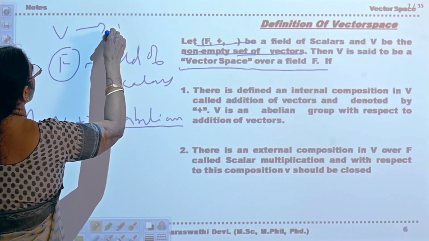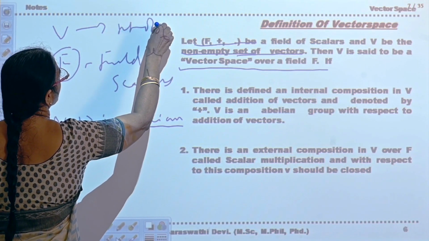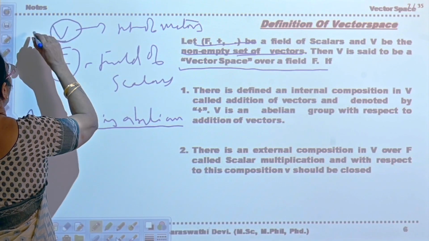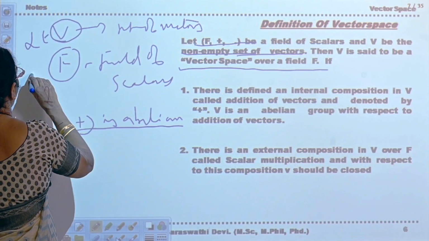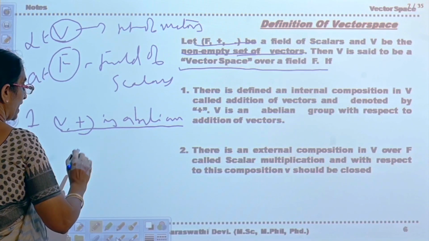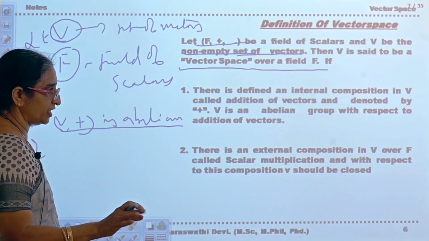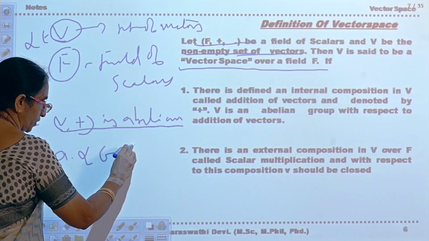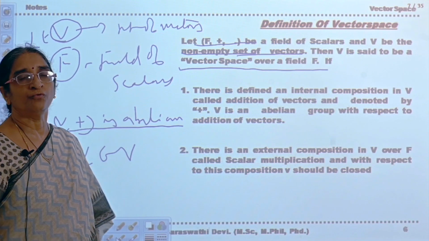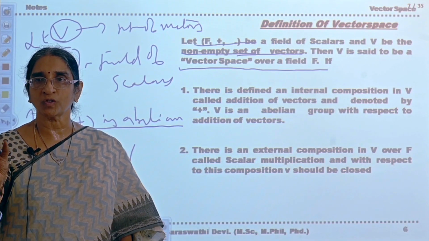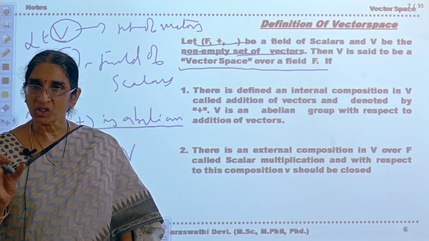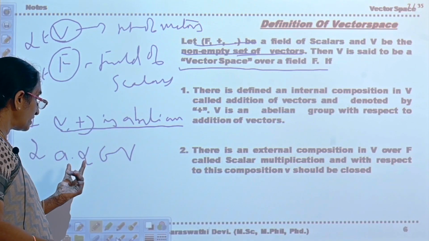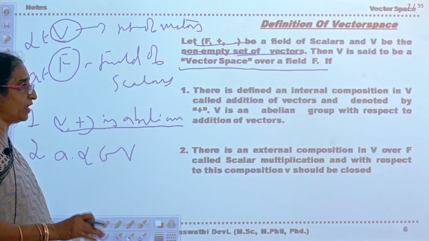This is a set of vectors, F a field of scalars. Now take alpha belongs to V and A belongs to F, and dot is the scalar multiplication. If A dot alpha belongs to V, then you will say that V is closed with respect to scalar multiplication. The first condition, for V to be a vector space, is that V plus is abelian. Second condition, A dot alpha belongs to V.